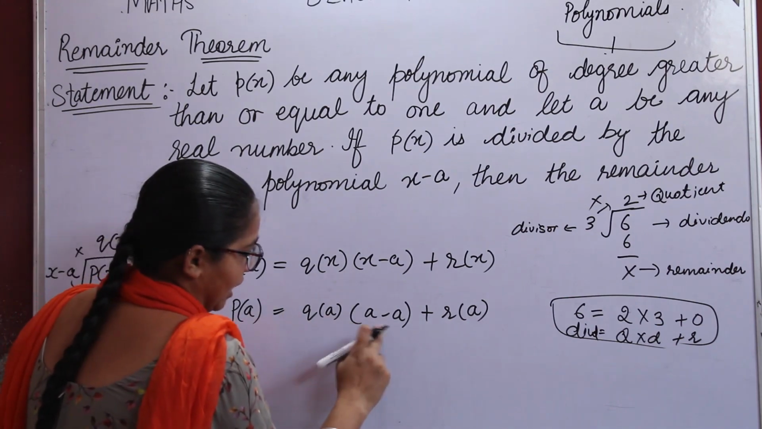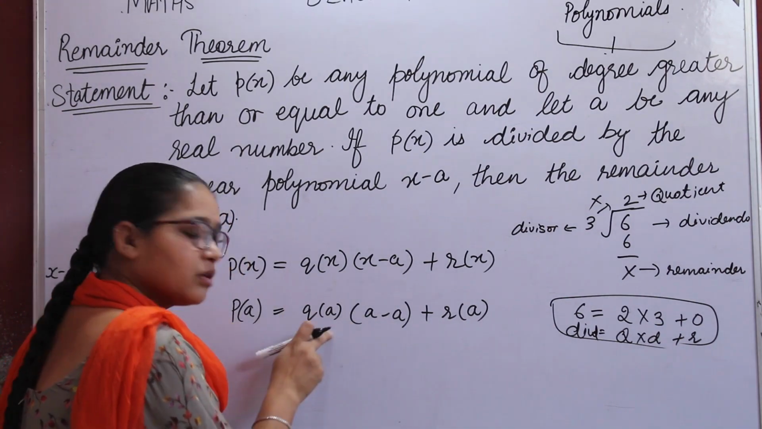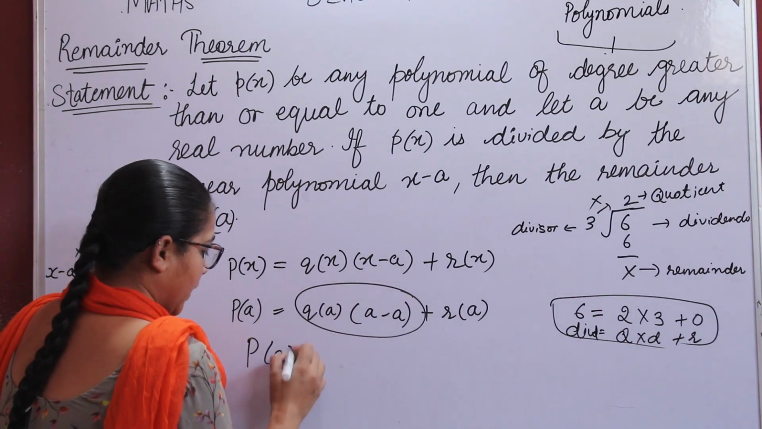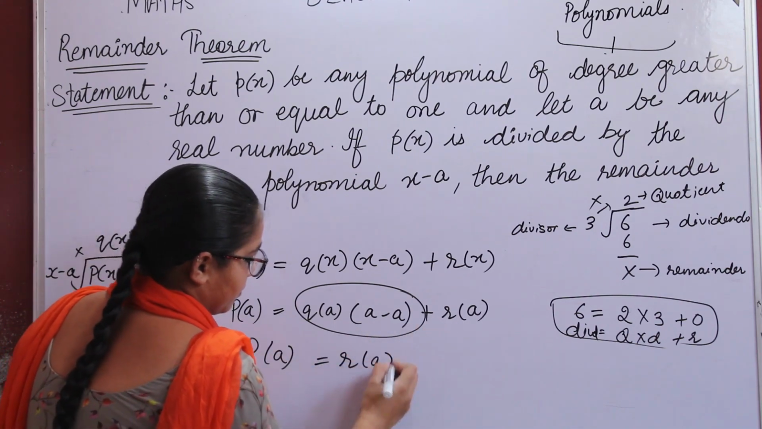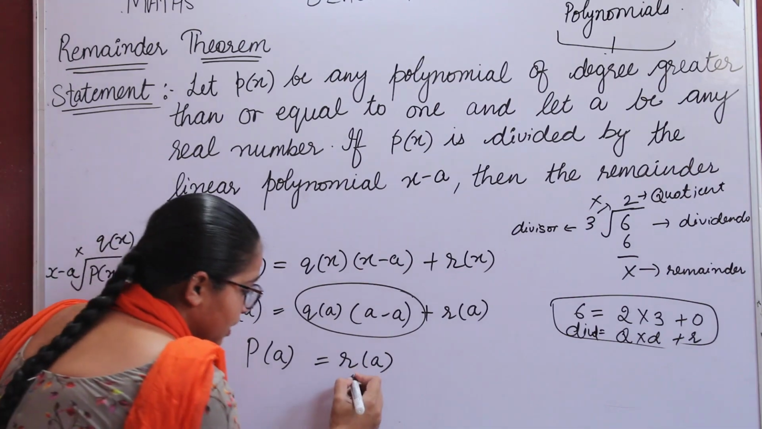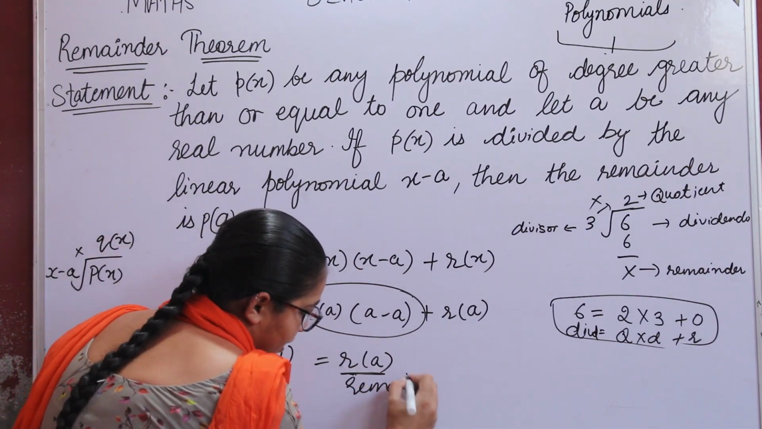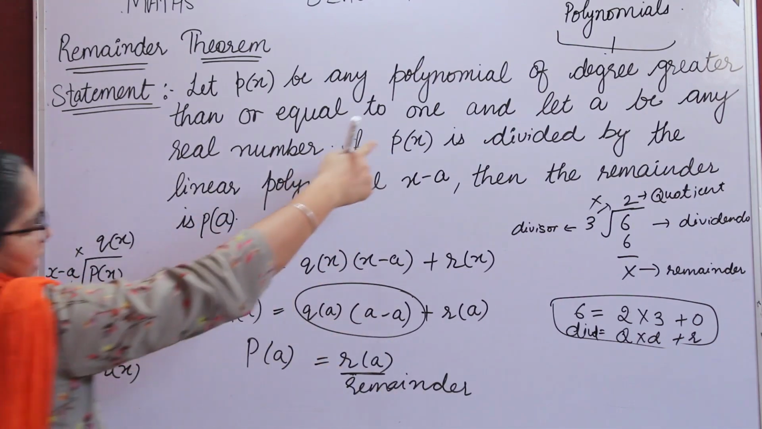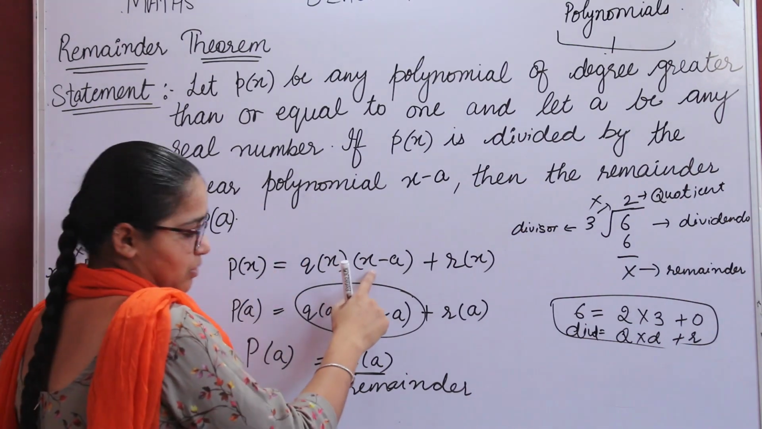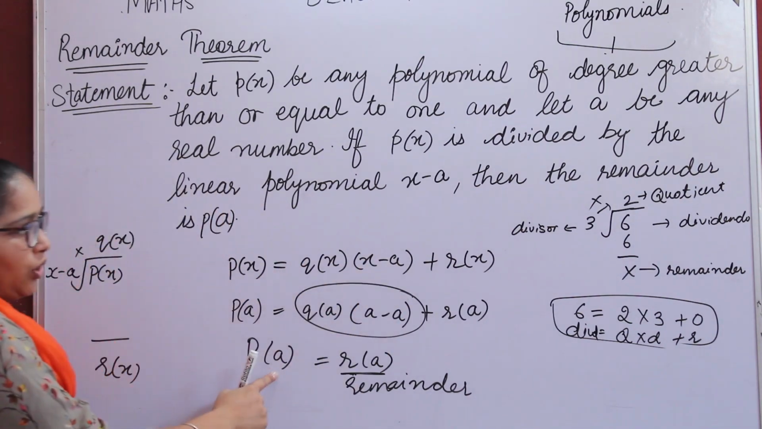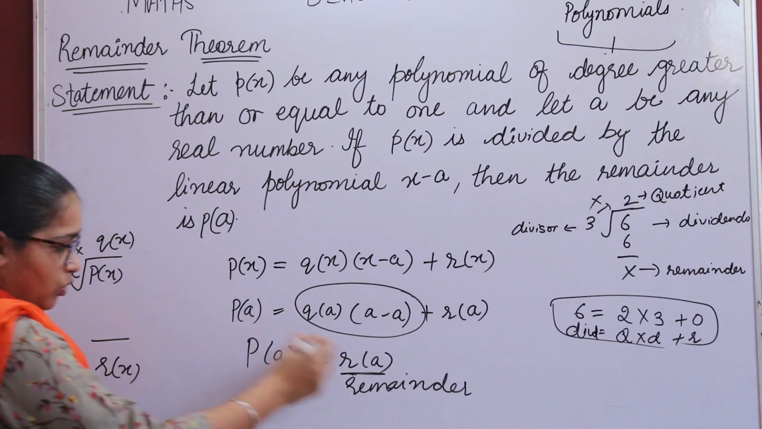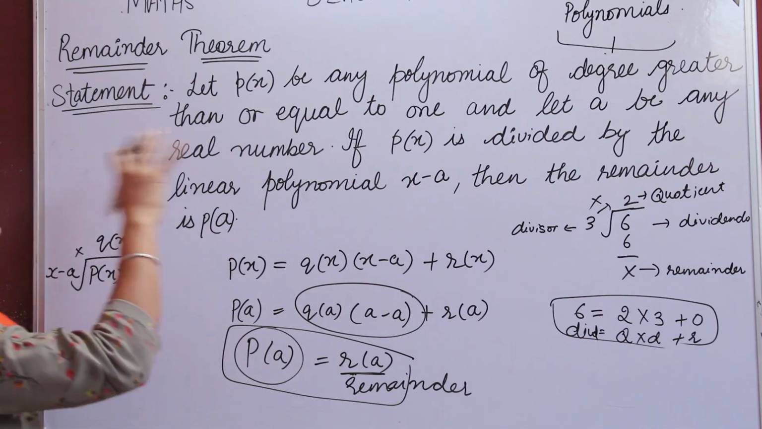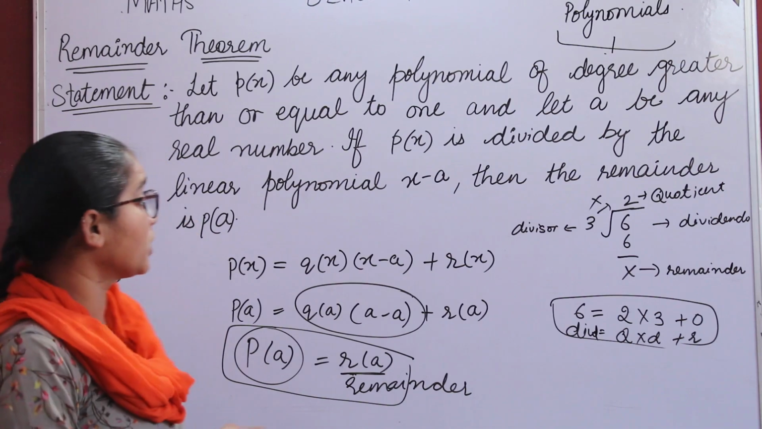Okay, so now what do I get? a minus a is 0. So 0 into something is 0. So this whole became 0. So now p(a) is r(a). That only I said, this is the remainder. So now if I divide p(x) by x minus a, what remainder did I get? p(a). Got it? So the remainder is p(a). So now we will solve the sums based on this theorem.